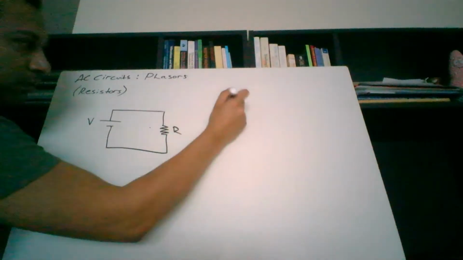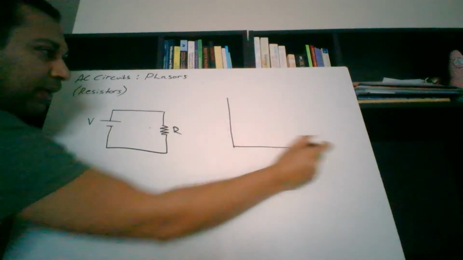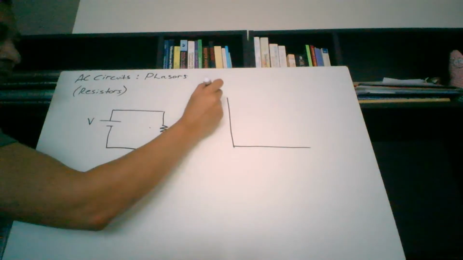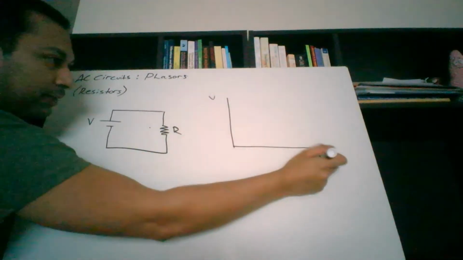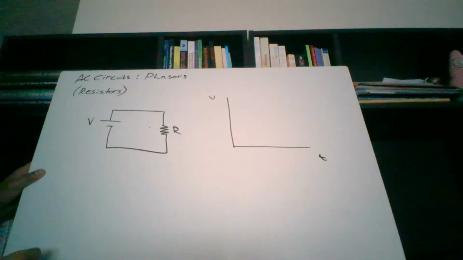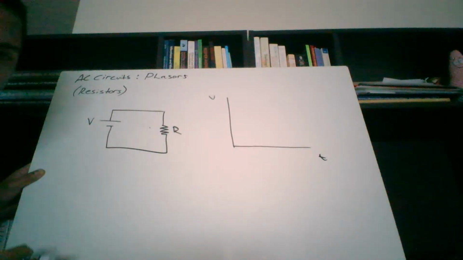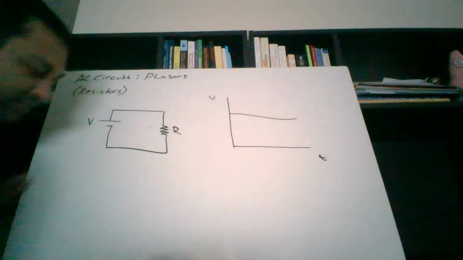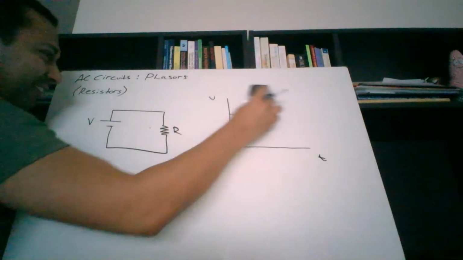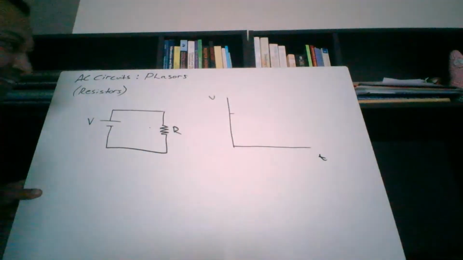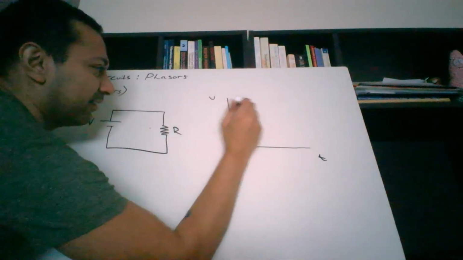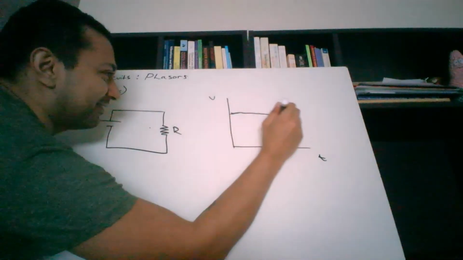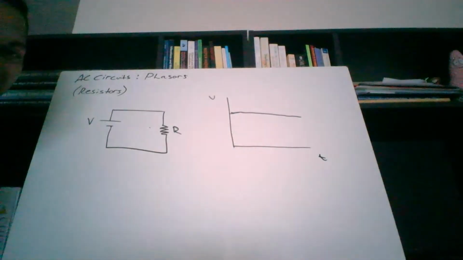Now, if we were to plot a voltage versus time graph for this system or this setup right here, it would just be a straight line. That's not a straight line. Oh, that's not a straight line either. That's good enough. That's a straight line.